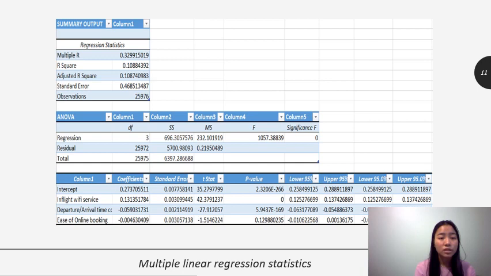The observation tells the number of data points in the data. Here the number of observations is 25,976. The p-value tells whether the variable is statistically significant or not. Here the in-flight Wi-Fi service is statistically significant with p equal to 0, while the intercept, departure or arrival time, and the ease of online booking are statistically insignificant.